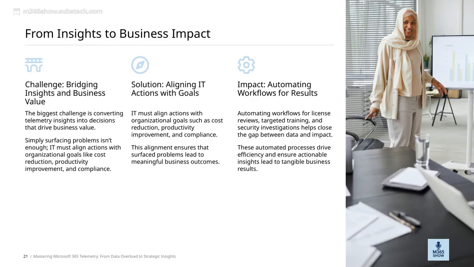Now, let's talk about how automating workflows can really make a difference. By automating tasks like license reviews, targeted training, and security investigations, we can effectively close the gap between what our data tells us and the actual impact on our business. These automated processes not only boost efficiency, but also ensure that the insights we gain lead to real, tangible results. The key here is impact. By automating workflows, we drive results that align with our organizational goals. Whether it's reducing costs, improving productivity, or ensuring compliance, IT actions need to be purposeful and aligned with these objectives.